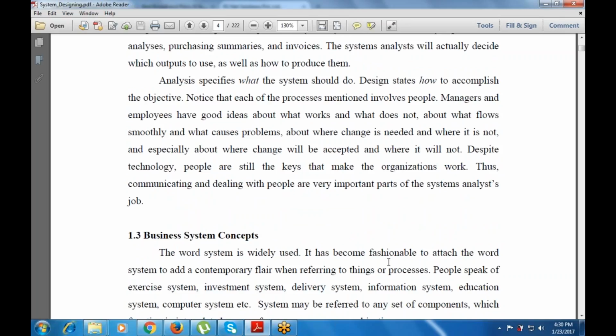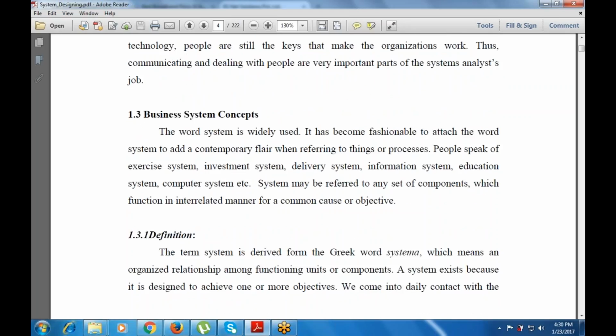The next topic is business system concepts. What are the various business system concepts used to describe a system? People speak of the exercise system, investment system, delivery system, information system, education system, computer system, and so on. These may be referred to as any set of components which function in a related manner for some objectives. Now, there is a definition of the system.